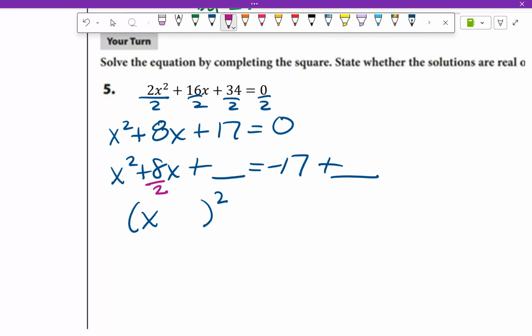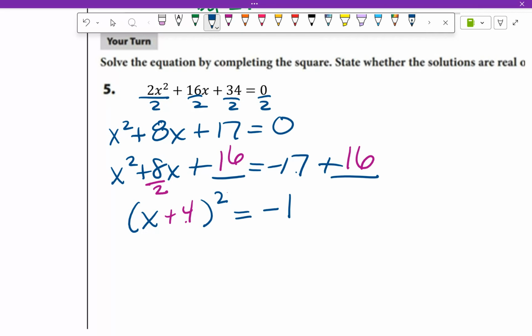Divide the 8 by 2. What do we get? 4. What do I do to the 4? Square it. What do you get? 16 to both sides. What's negative 17, positive 16? Negative 1. All right, we should be seeing it coming, right?